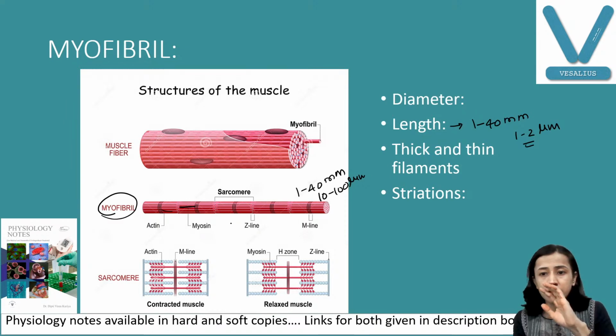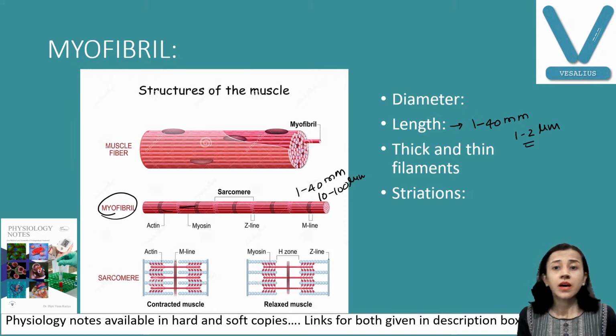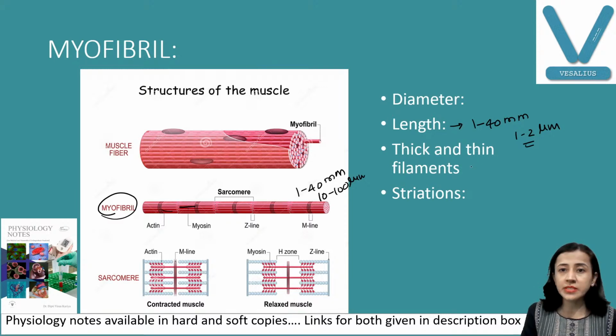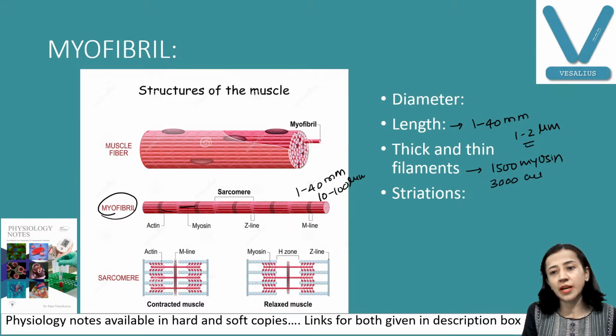Now, how many actin and myosin filaments? There are about 1500 thick myosin filaments. Myosin filaments are always thick. And there are 3000 actin filaments.